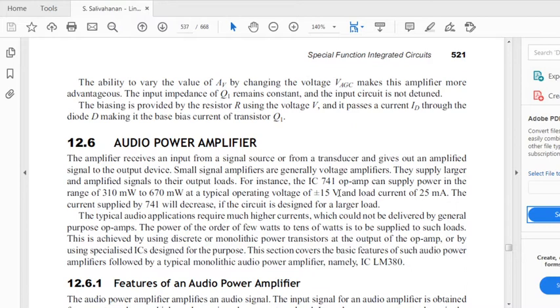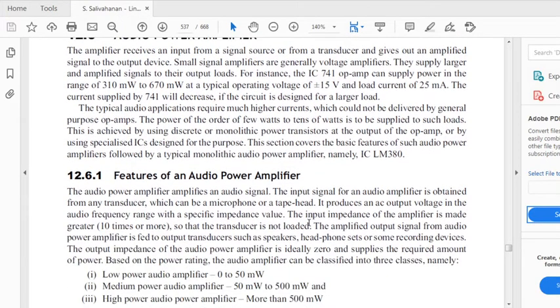And also you might have heard about power transistors. Instead of using normal transistors, you can make use of power transistors. These are utilized in applications where higher current is required. As you know, an audio amplifier is the one that is used to amplify audio signals.